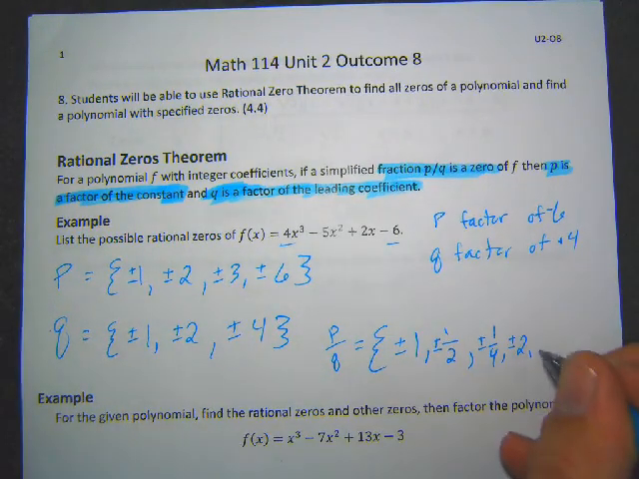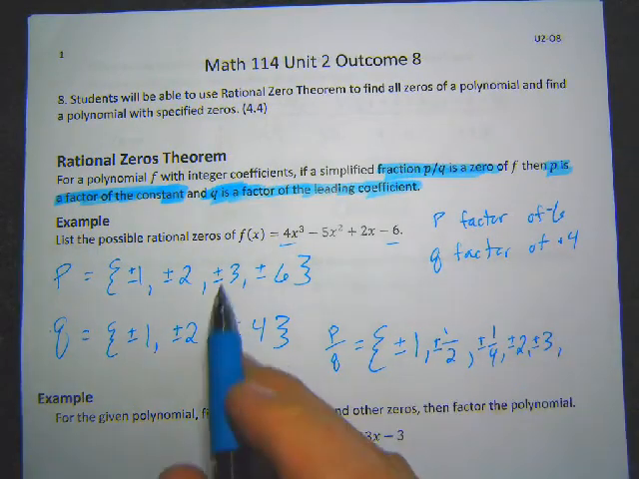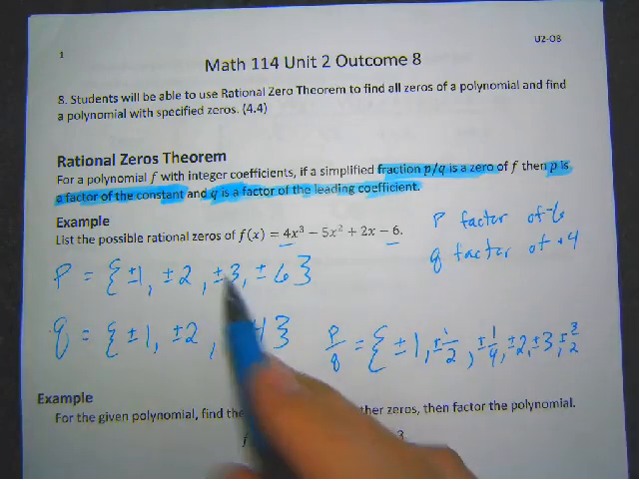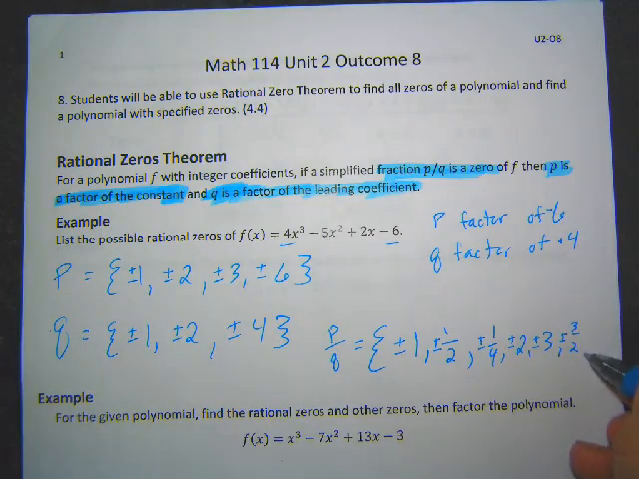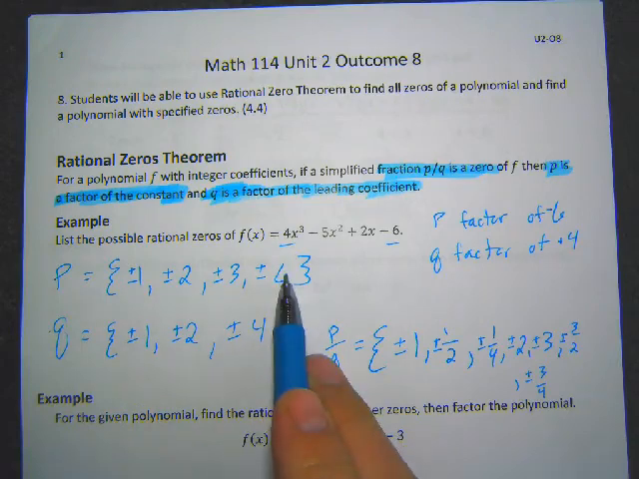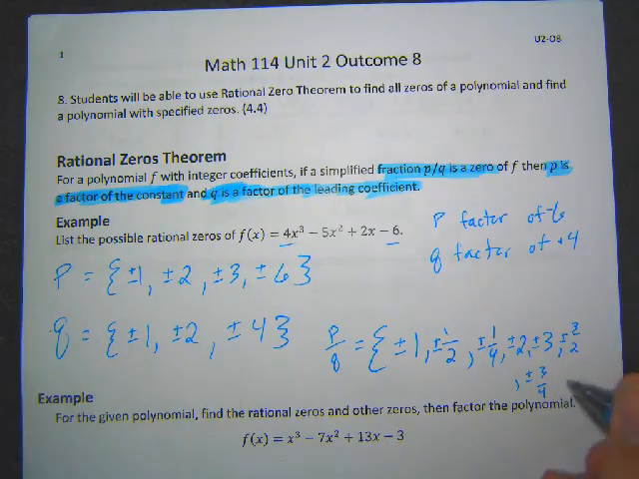3 over 1, that's a new one, so plus or minus 3. 3 over 2, that's a new one, so plus or minus 3/2. 3 over 4, that's a new one, 3/4. I'm running out of room. I'm going to do another line, plus or minus 3/4. And that's it for 3 over 4. Now we go to 6. 6 over 1 is 6, so plus or minus 6.